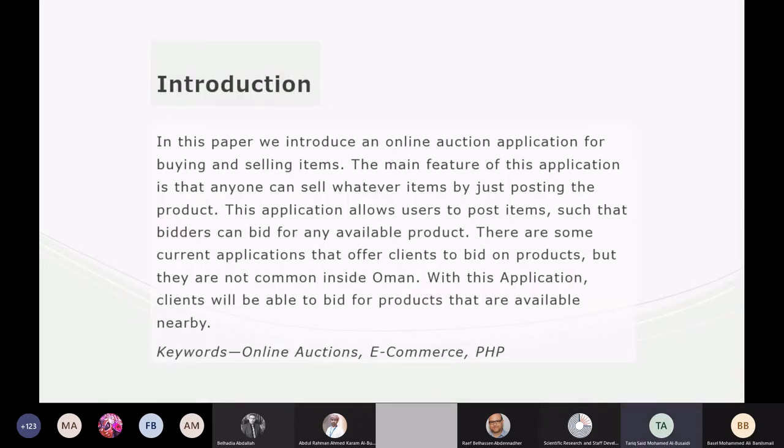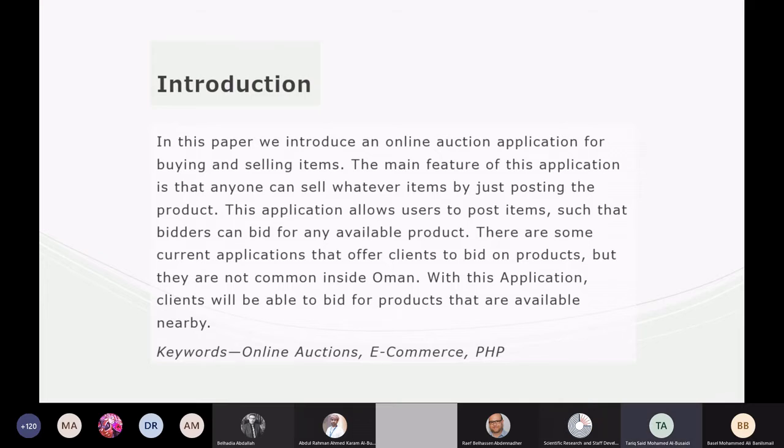In this paper, the main feature of this application is that anyone can sell whatever item on this website, which is an online auction website, by just posting the product. This application allows users to post items so bidders can bid for any available product.